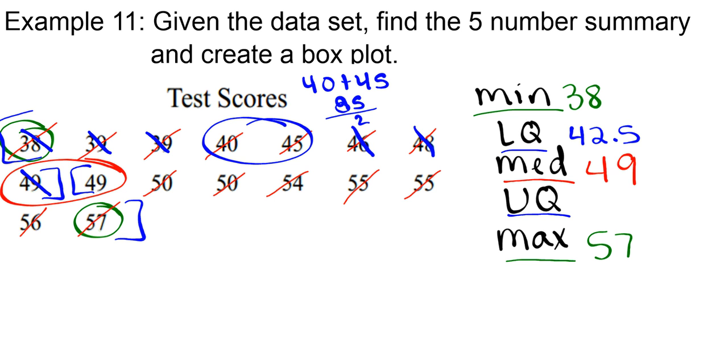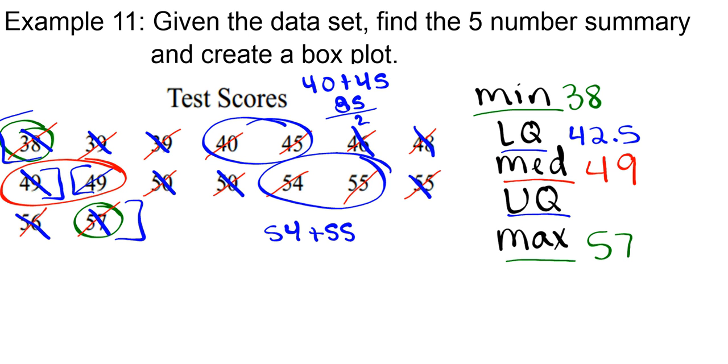The next thing we're going to do is find our upper quartile the same way, but with our upper data set. We also get 2 numbers in the middle. So we go ahead and find the average, which is going to be 109. Divided by 2 is going to give us 54.5. And that's our 5-number summary.